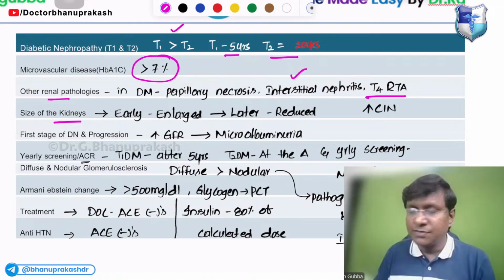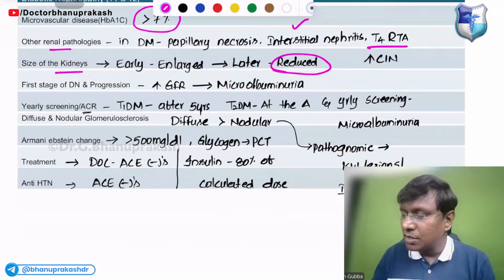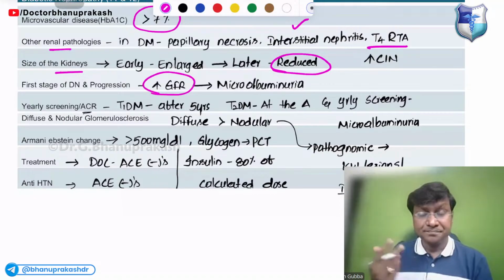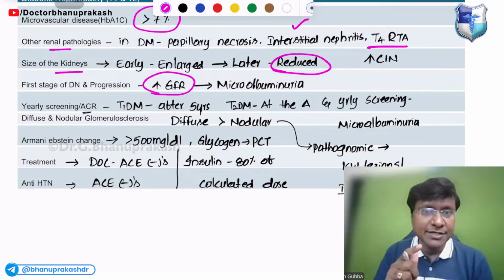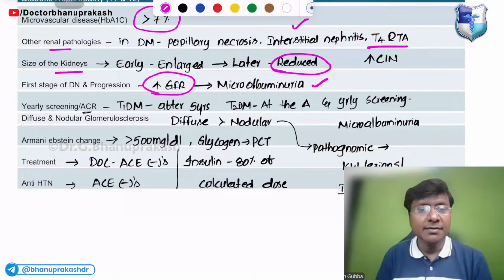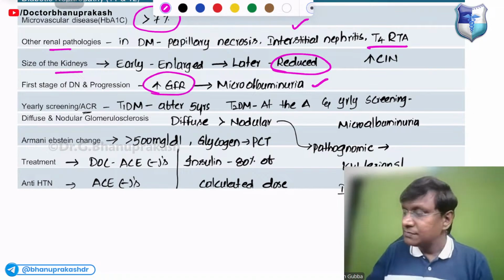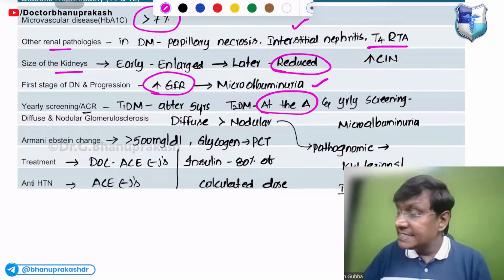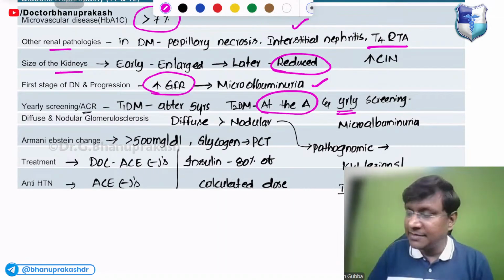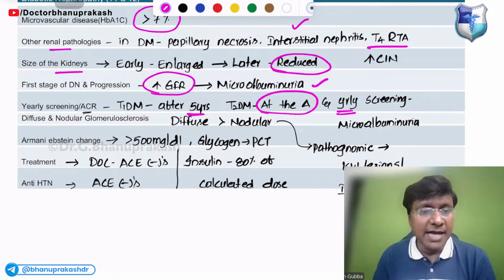And what will happen to the size of the kidney in diabetics? Initially, there will be enlarged kidney. Later, there will be reduced kidney. And in the first stage of diabetic nephropathy, what is the problem? There will be excessive increase in the GFR, and followed by that, once there is damage to the basement membrane, that will result in microalbuminuria. Then in type 2 diabetics, for the screening of the microalbuminuria, you need to do yearly screening. Whereas in type 1 diabetics, after 5 years of onset of diabetes mellitus, you need to screen for the albuminuria.